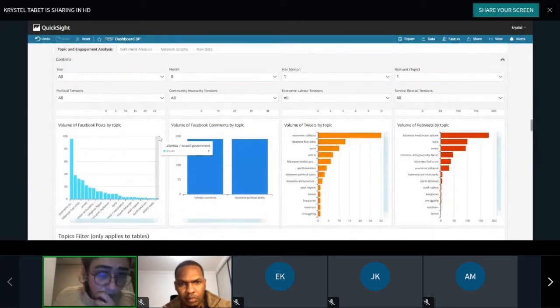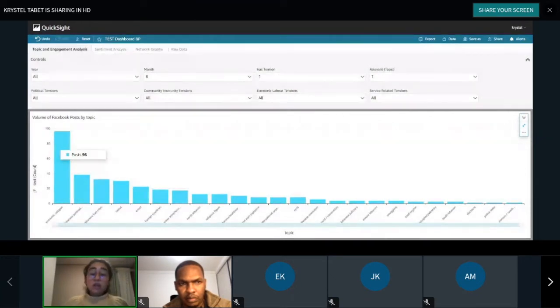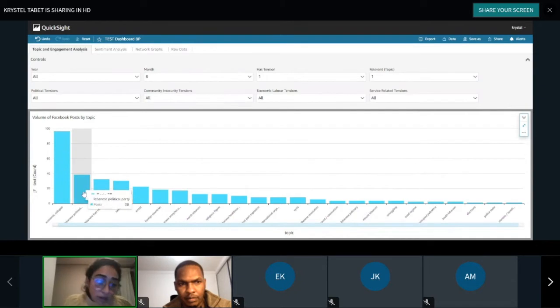I just want to show you the topics. Here we can see that in August in Lebanon, the topic that was most discussed on the pages that our partner wanted to monitor was the economic collapse. There were in total 96 posts about it from the 212. And there were 38 posts about Lebanese political parties.